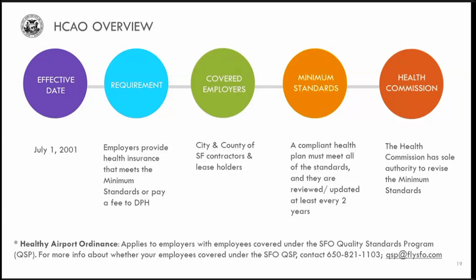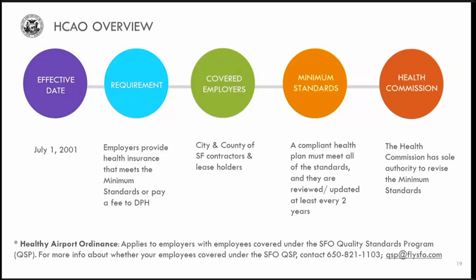A health plan that is offered, again, must meet all minimum standards to be considered compliant. The law requires that these standards are reviewed every 2 years, and the Department of Public Health forms a work group that reviews the standards to propose recommendations on revisions. The Health Commission has the sole authority to revise these standards. The standards were recently revised in July through the work group process I just went through, and the revisions will be going into effect starting January 2025.